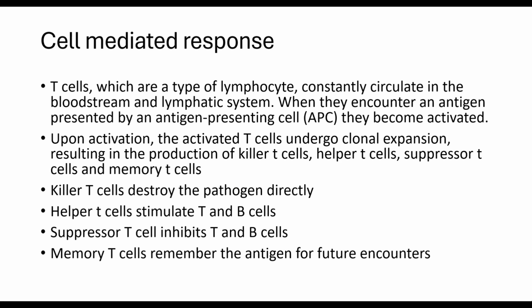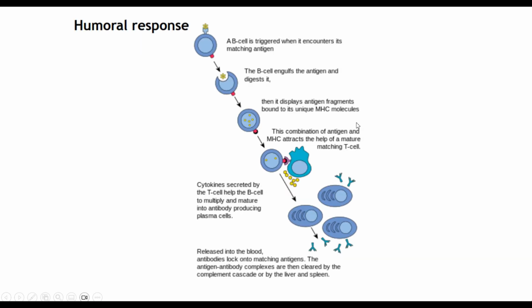So you've got phagocytosis first, and then you've got cell-mediated and humoral. This is cell-mediated. Alright, cool. Humoral response. This involves B cells. Humoral response involves B cells; cell-mediated involves T cells. So a B cell is triggered when it finds an antigen.